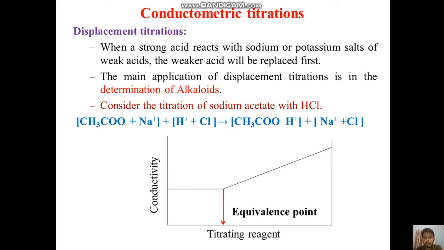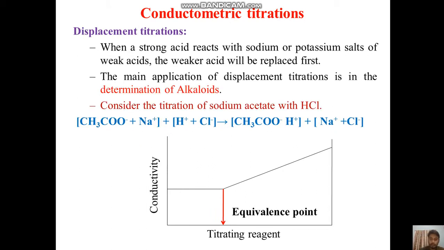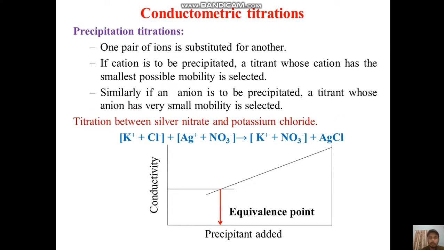When a strong acid reacts with a sodium or potassium salt of a weak acid, the weaker acid will be replaced first. The main application of displacement titration is in the determination of alkaloids. Consider the titration of sodium acetate with HCl. Here you can see the reaction, and we get the equivalence point here. On one side we have the titrating reagent, and on the other side we have the conductivity.